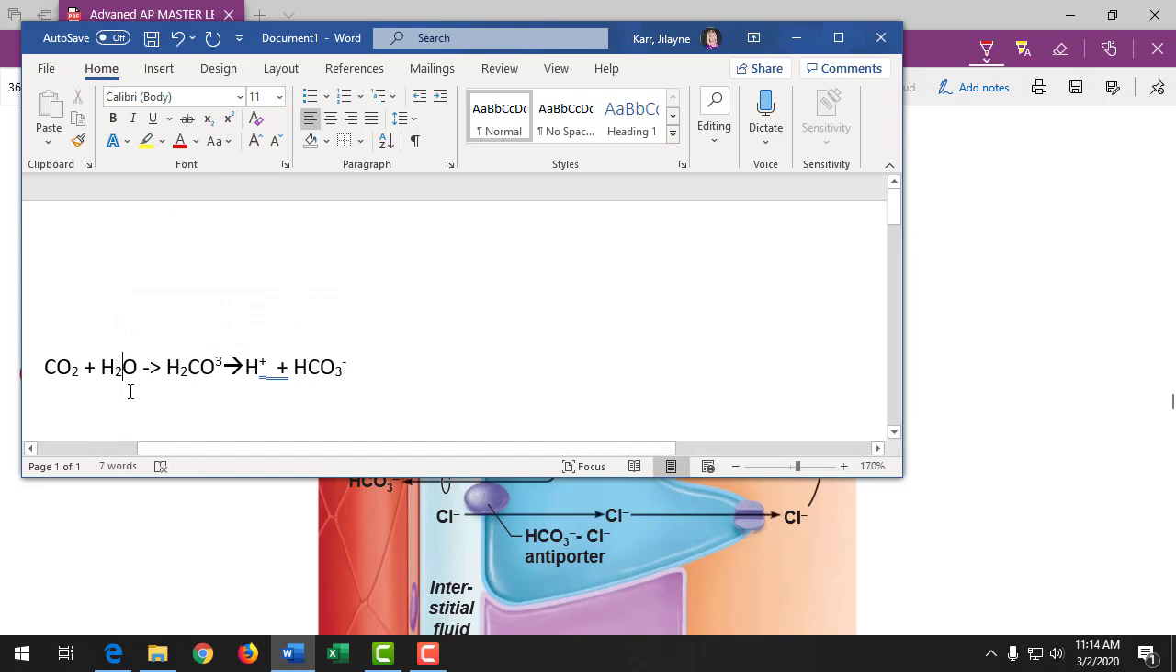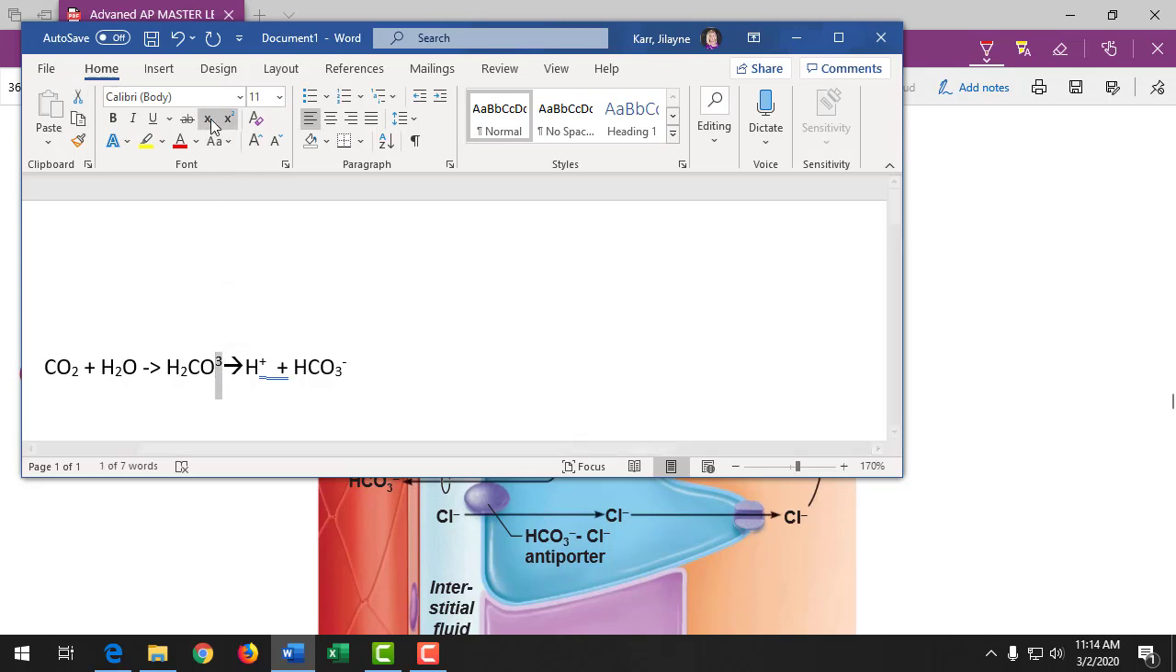Okay, so this is what happens in our parietal cells. We have carbon dioxide and water. Where did the carbon dioxide come from? Very good. Interstitial fluid, it's always there because we're producing it as a result of metabolism, right? Via the Krebs cycle. Combines with water, forms this weak acid.